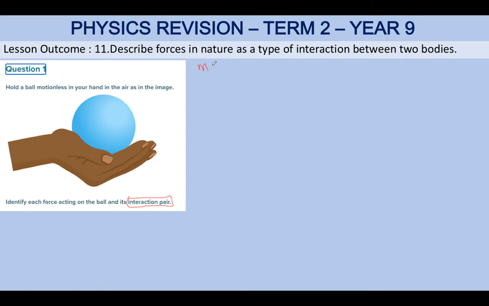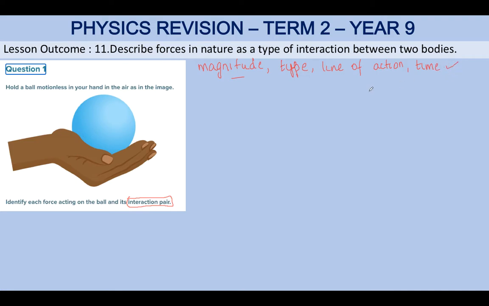Similarity one is the magnitude will be the same, it will have the same type of force, it will act in the same line of action, and also the time for which it is acting will be the same. Meaning, if the force A on B acts for 1 second, the force acting on B on A would also be the same.